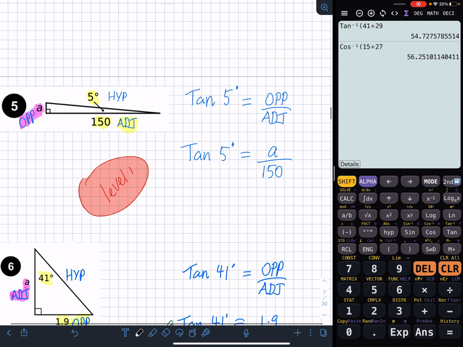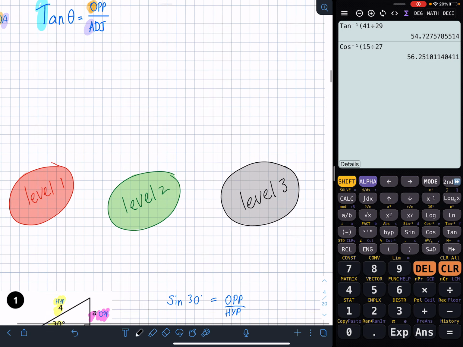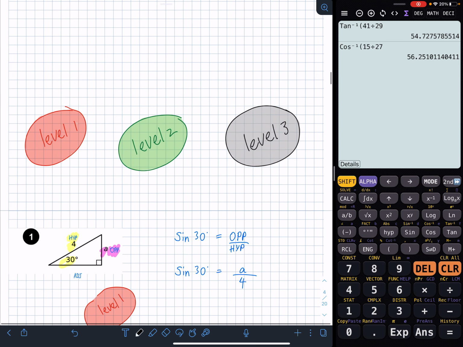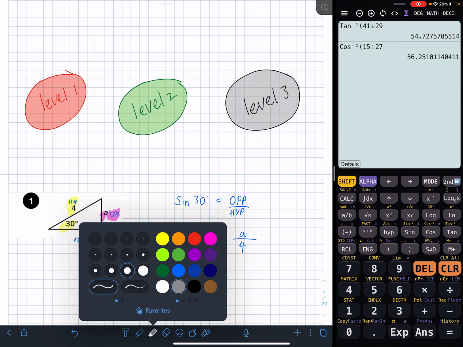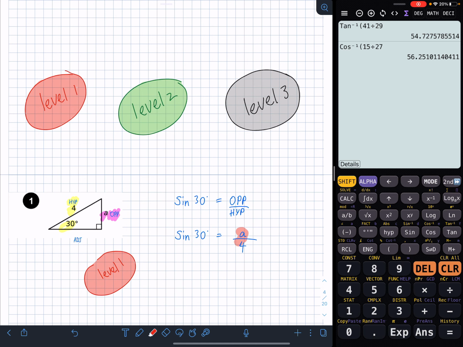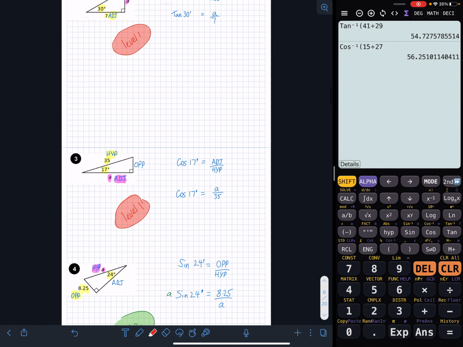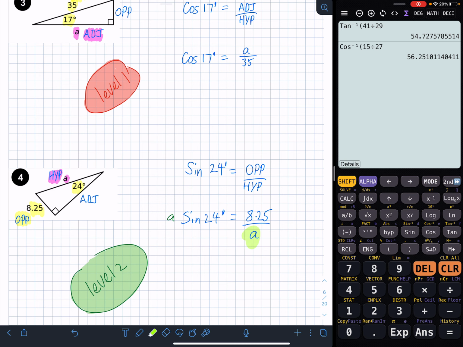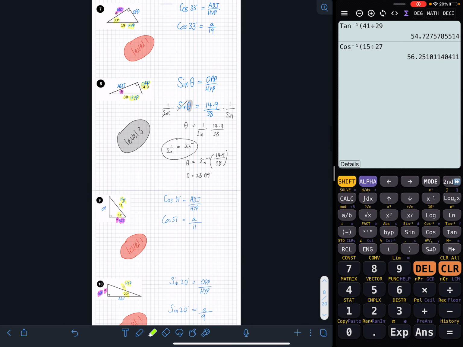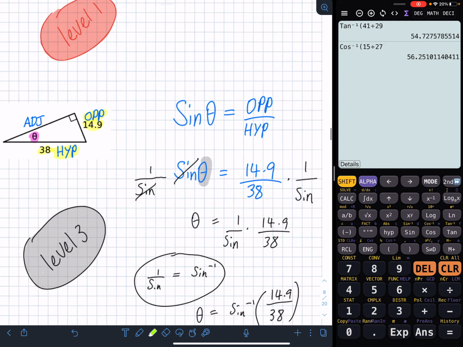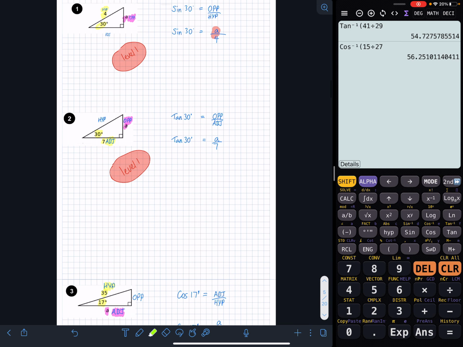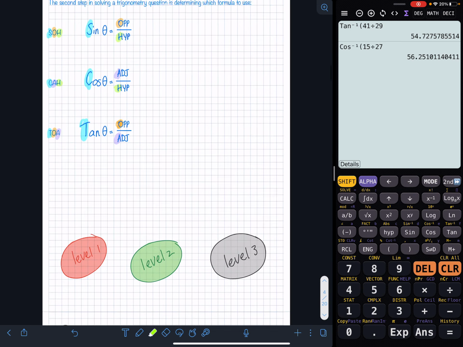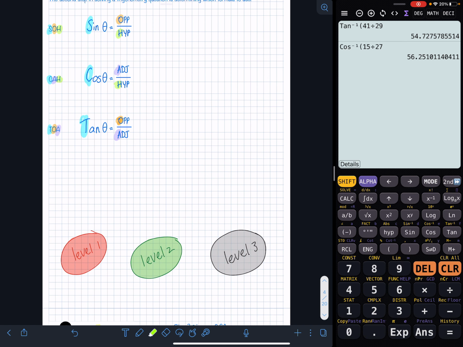Okay, so now you would have seen videos on how to solve level 1 questions where the numerator is unknown. Level 2 questions where the denominator is unknown, and then level 3 questions where it's the angle that's unknown. So hopefully these videos have been able to help you identify the different kinds of levels of questions.